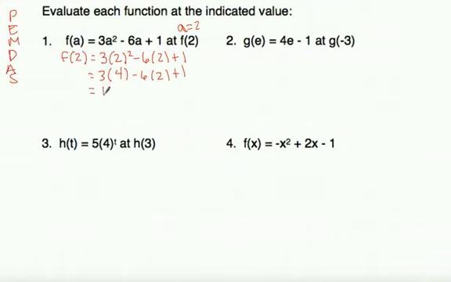So 3 times 4 gives me 12. Negative 6 times 2 gives me negative 12. And then I'm adding 1. Then I'm doing add or subtract, whichever one comes first, left to right. So 12 minus 12 is 0, plus 1, which gives me 1. So my answer is I could say either 1, or f of 2 equals 1, or I may see it as (2, 1), which means I plugged in 2 and I got out 1.